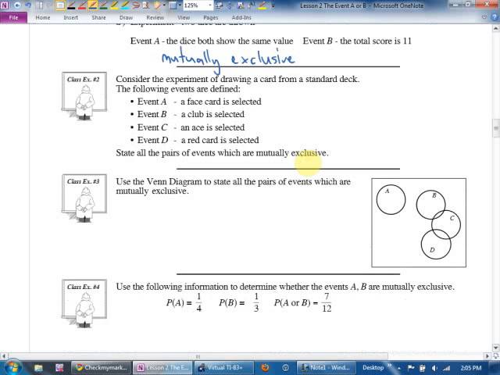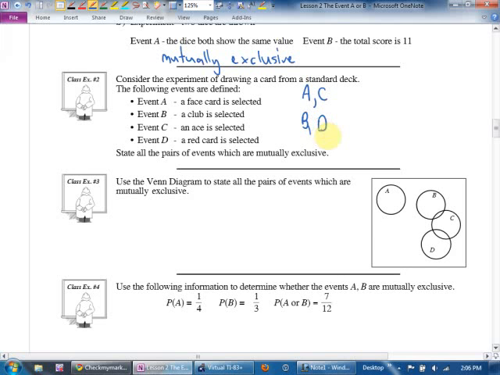Example two. Which of these events are mutually exclusive? Which of these events can't happen at the same time? Event what and event what? Okay, event A and C. You can't be a face card, a jack, queen, king, and an ace at the same time. You're one or the other. B and D. Can you be a club and a red card? Any others? I don't think so.